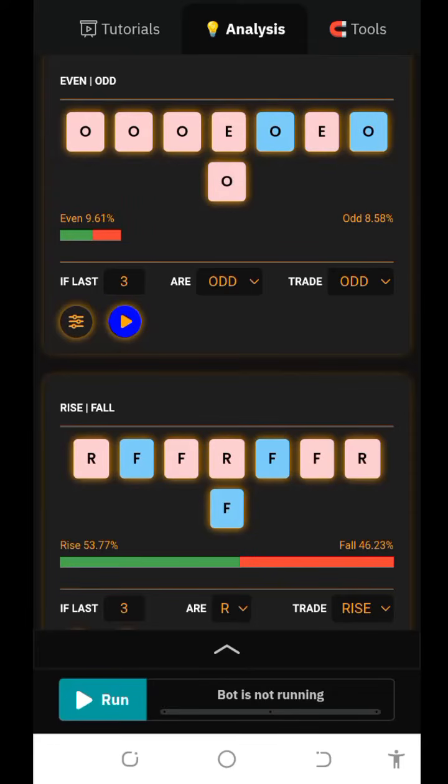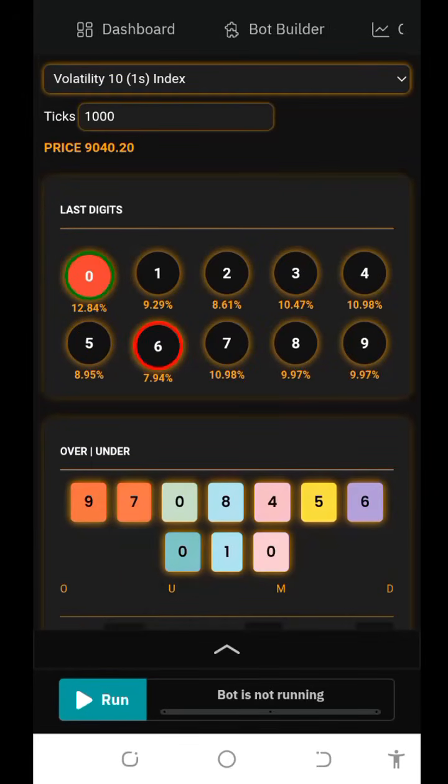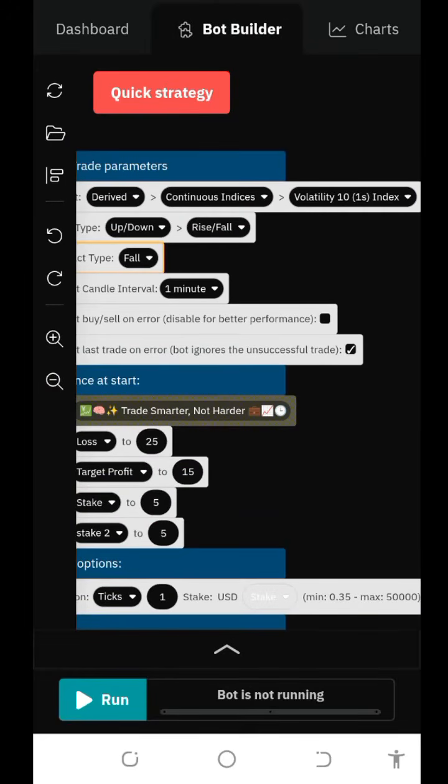This is how you can grow your small account. The strategy, maybe do a session in the morning, a session in the afternoon, and a session in the evening, okay, to avoid overtrading.